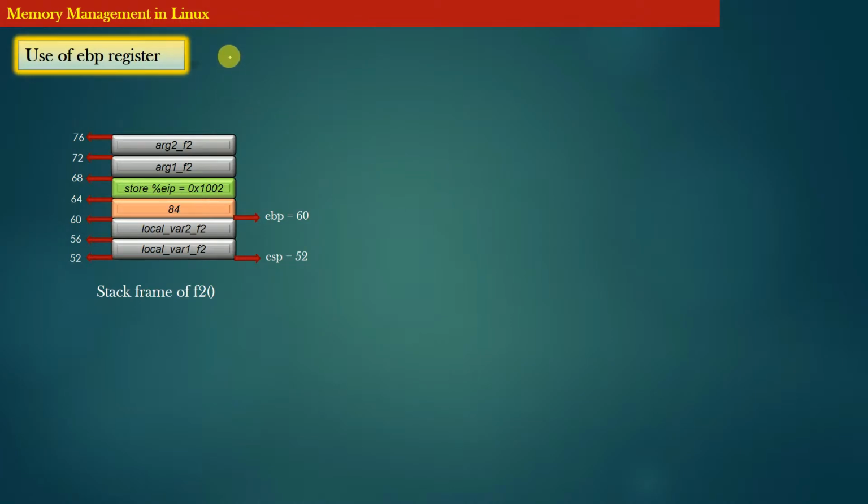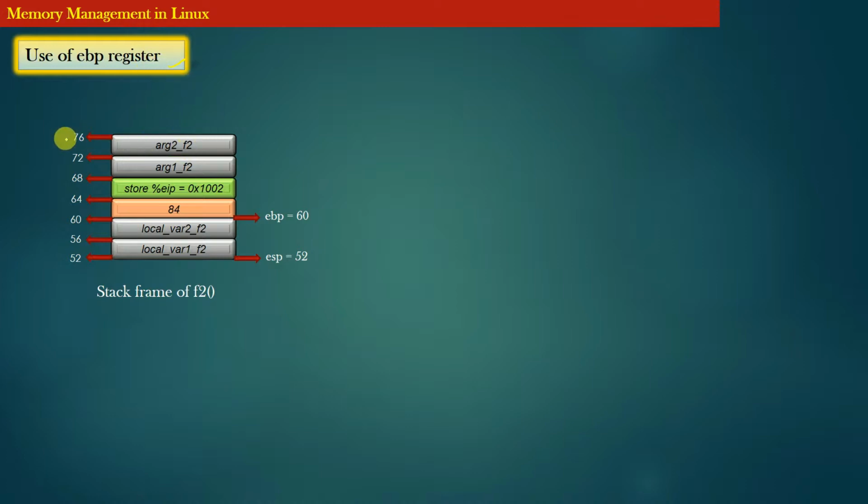So guys, now let us try to understand the significance and use of the base pointer register. We very well understand the use of the EIP and ESP registers, but what actually is the EBP register? Why is it there and what is the use of this register?